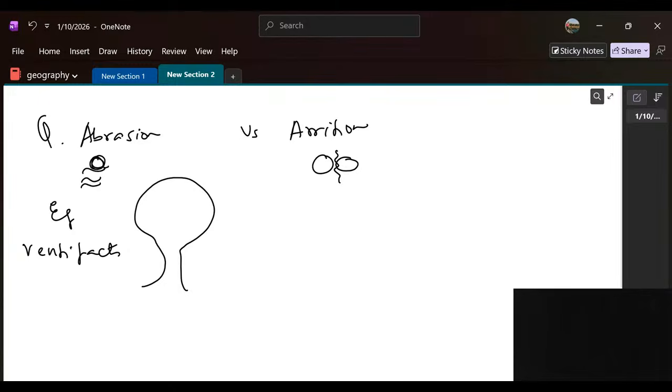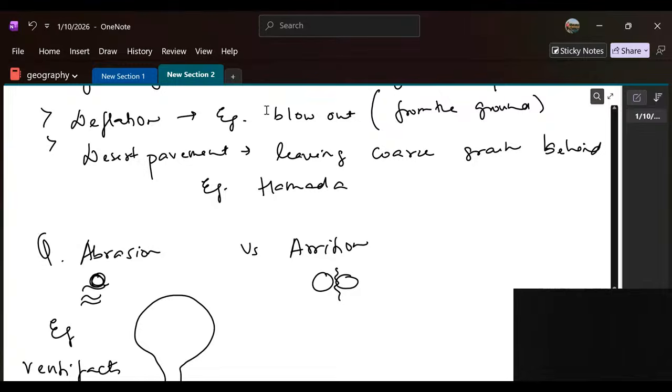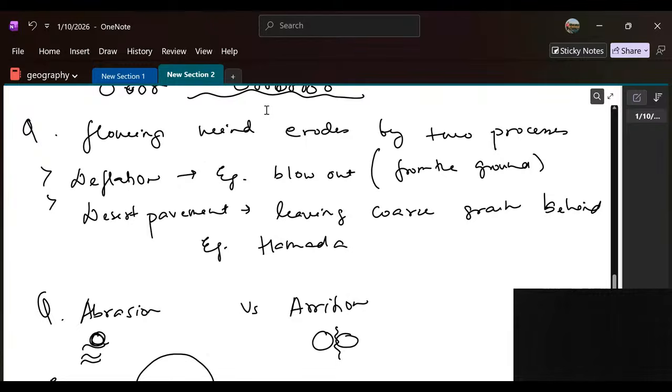Attrition is just when two rocks crush against each other. Then deflation, what we saw, from the ground the soil is being picked up due to the action of winds, and it will make a hollow thing. Okay, hollow thing. This is what the blowouts are. Fine.